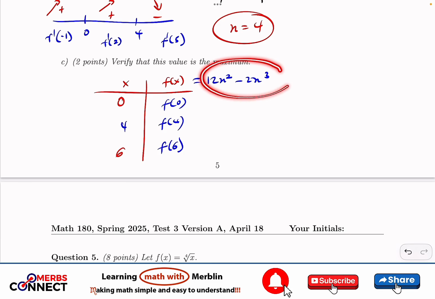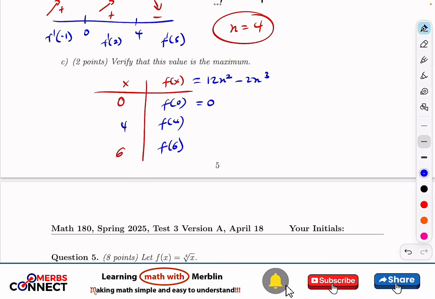So plug in 0 and everything goes to 0. So this is equal to 0. Now plug in 4. 4 squared is 16, right? And then 16 times 12 is a whole lot. So we are going to have 16 times 12 minus 2 times 4 to the power 3, which is 2 times 64. I don't know how this is going to be, but this one should be given as 64.